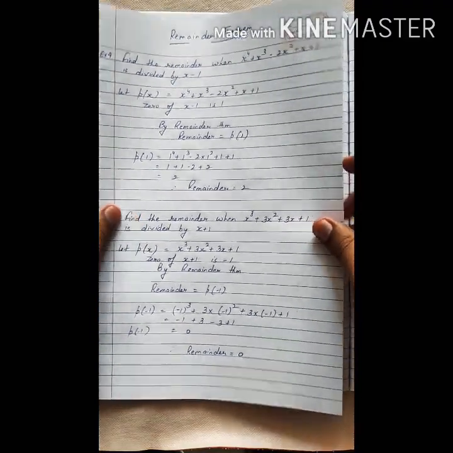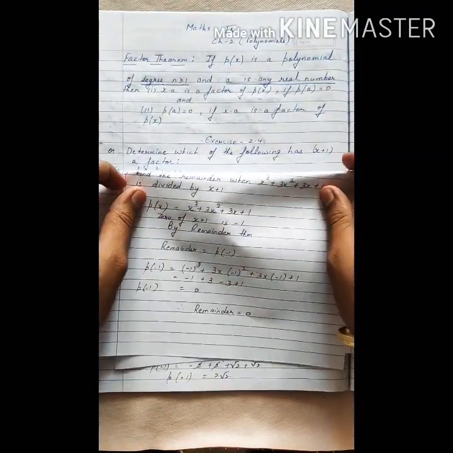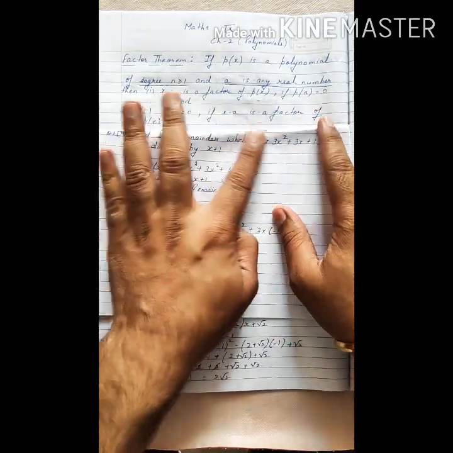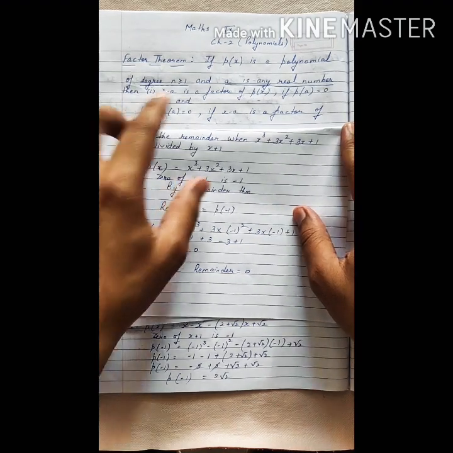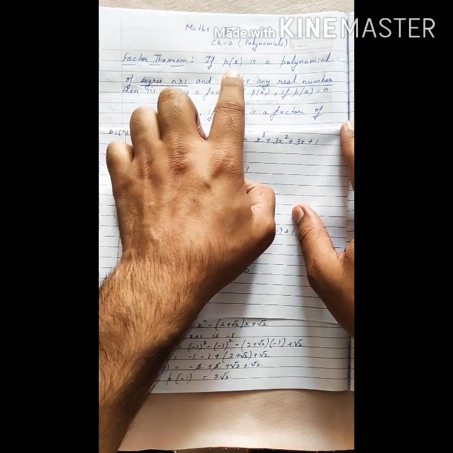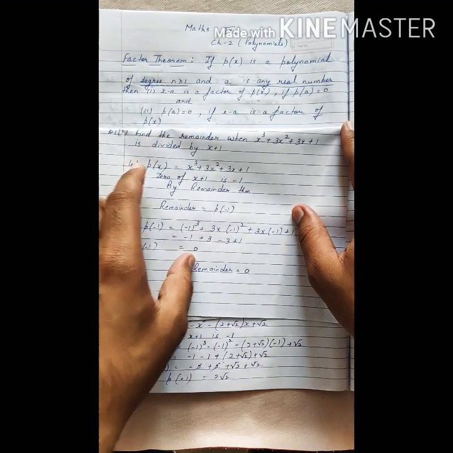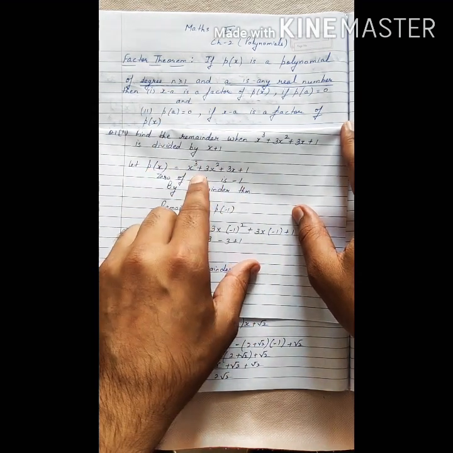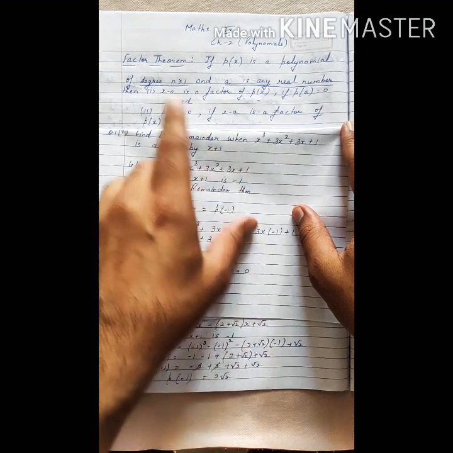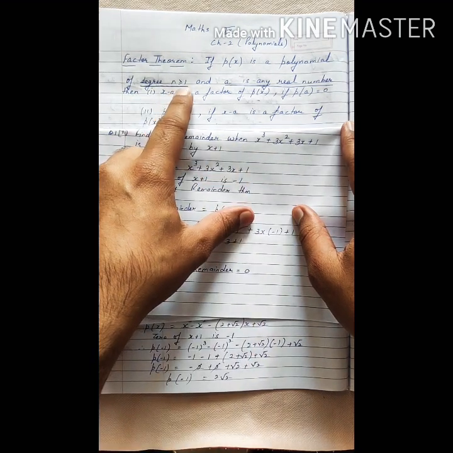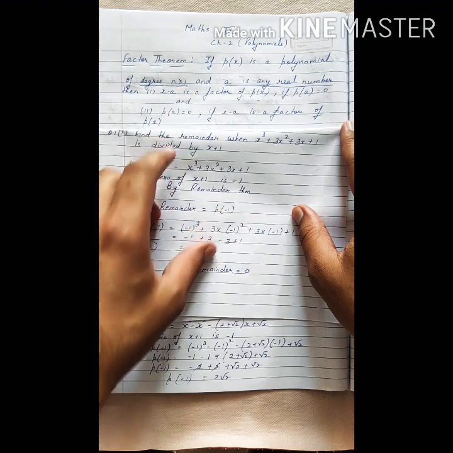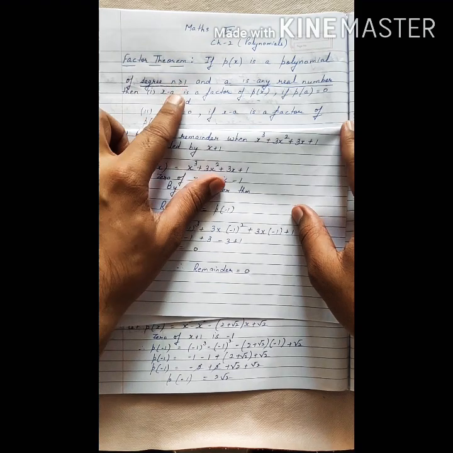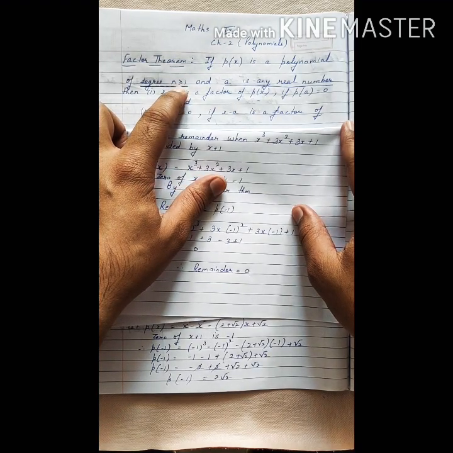So today we'll discuss the factor theorem. What do you mean by factor theorem? Factor theorem is: if we have any polynomial p(x), see this is the polynomial we have taken, x cube plus 3x square plus 3x plus 1, of degree n greater than or equal to 1. Greater than means it can be 3, it can be 2, and it can be equal to 1 also.